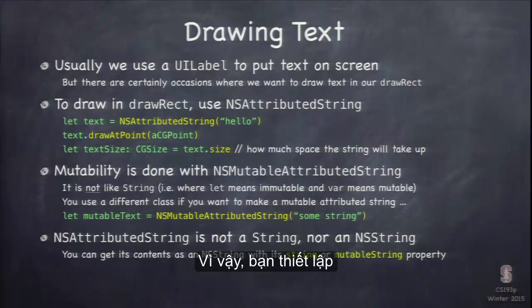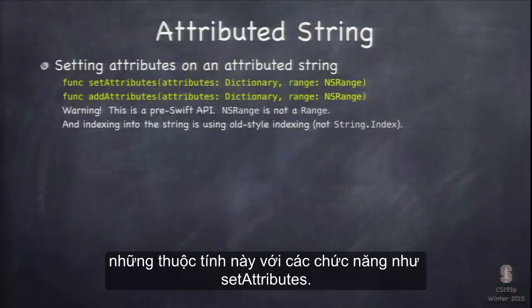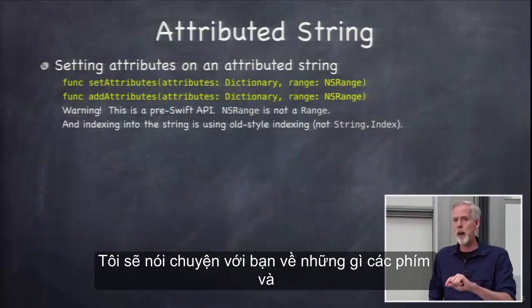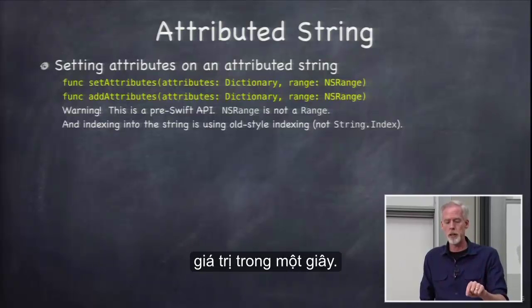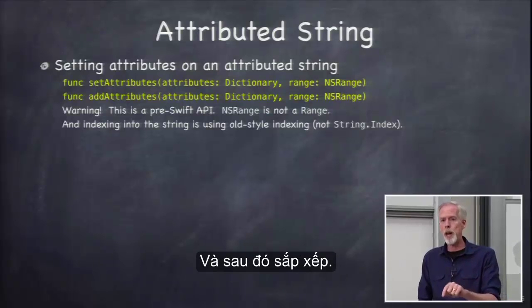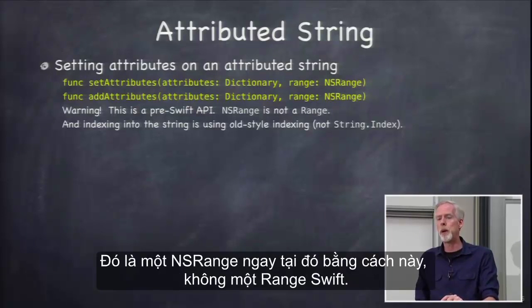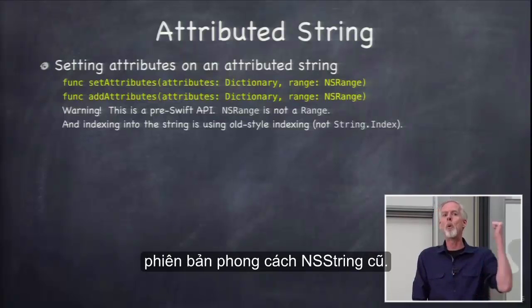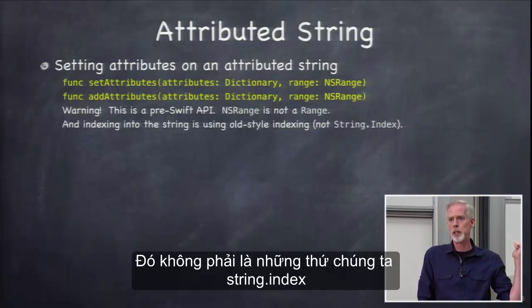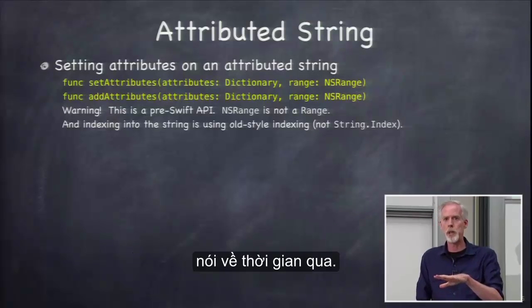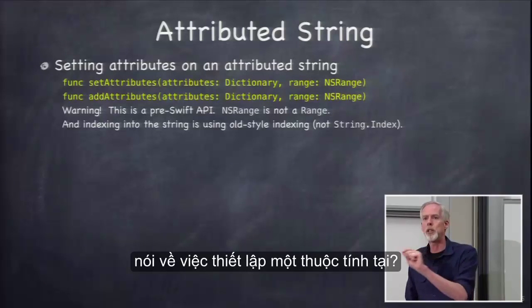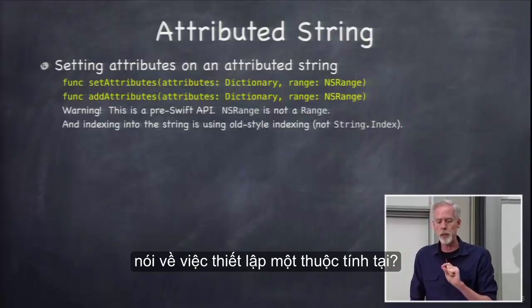It's its own thing. So you set these attributes with functions like setAttributes. It takes a dictionary of attributes. I'll talk to you about what the keys and values are in a second. And then a range. That's an NSRange right there, by the way, not a Swift range. And the indexing into these strings is the old style NSString version. It's not this String.Index stuff we talked about last time. It's literally which Unicode character are you talking about setting an attribute at.